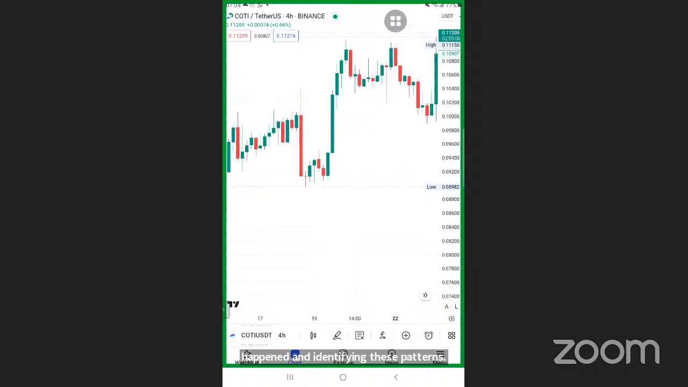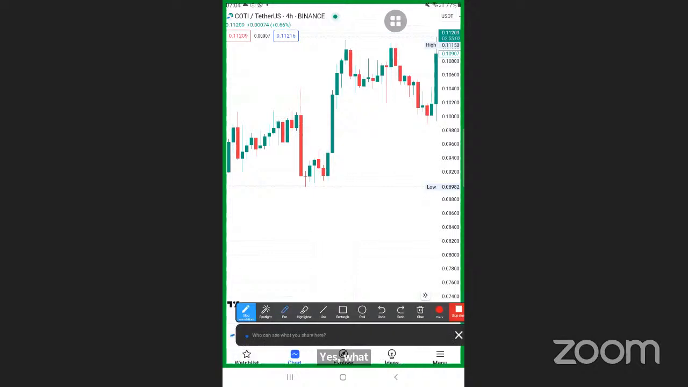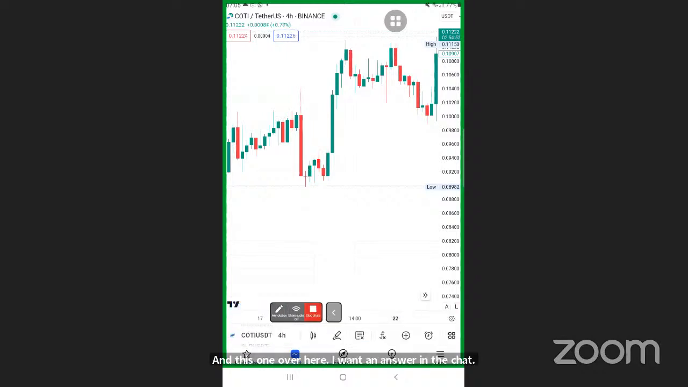Yes. What is the name of this candlestick over here, and this one over here? I want an answer in the chat. These two candles, what are they called?